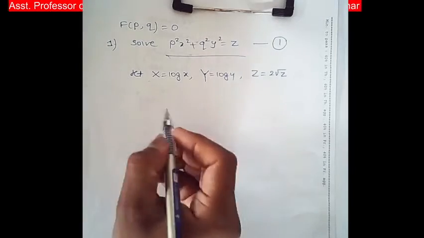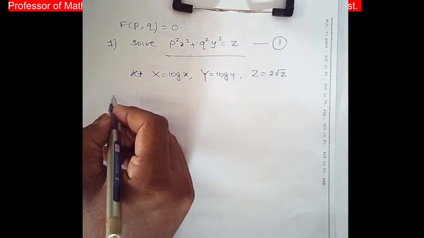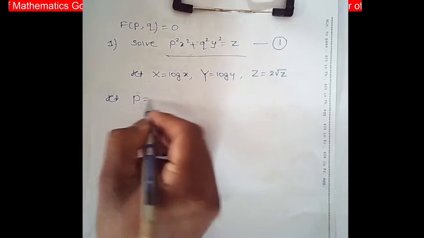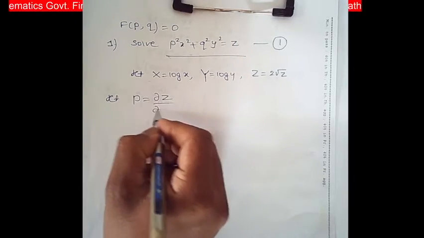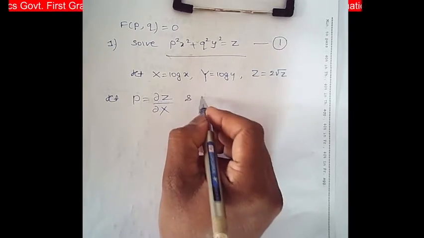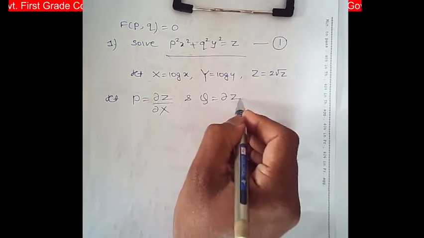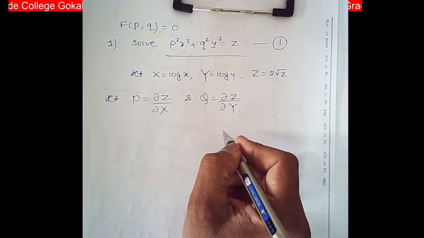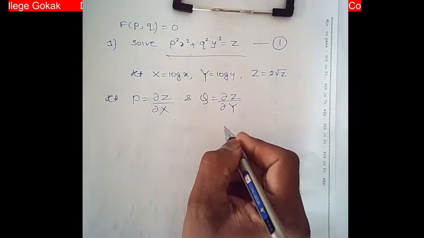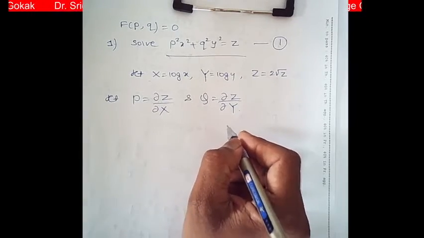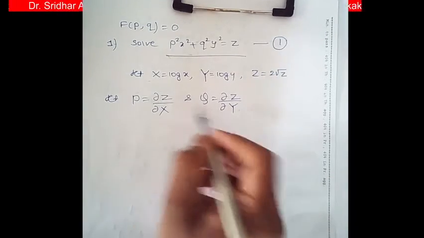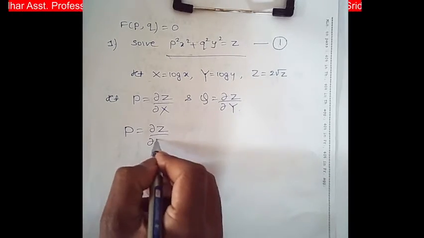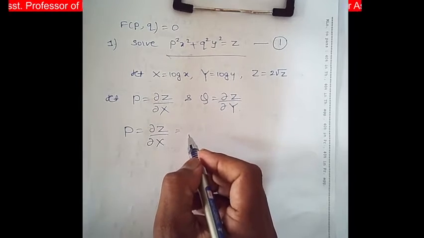So then we find p and q. So let capital P is equal to dou capital Z by dou capital X, and capital Q is equal to dou capital Z by dou capital Y. Okay, so then we find these two quantities. So capital P is nothing but what? Dou capital Z by dou capital X.